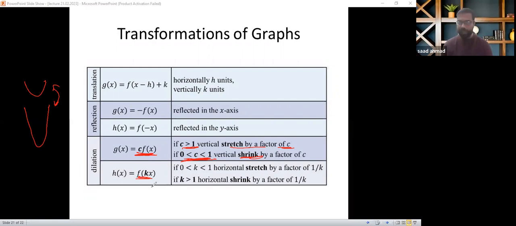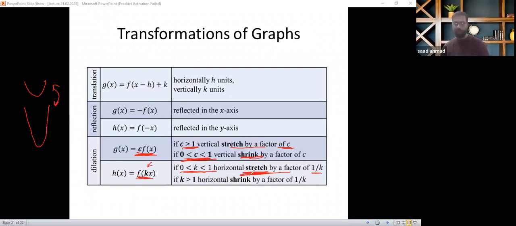And at the end here, it's k times x. If you multiply the input, the inside input, by some number k, then it's a horizontal stretch by the factor of 1/k. If k is in between 0 and 1, let's say k is 1/2, you multiply the x by 1/2, then it's a horizontal stretch. It's opposite in case of horizontal.